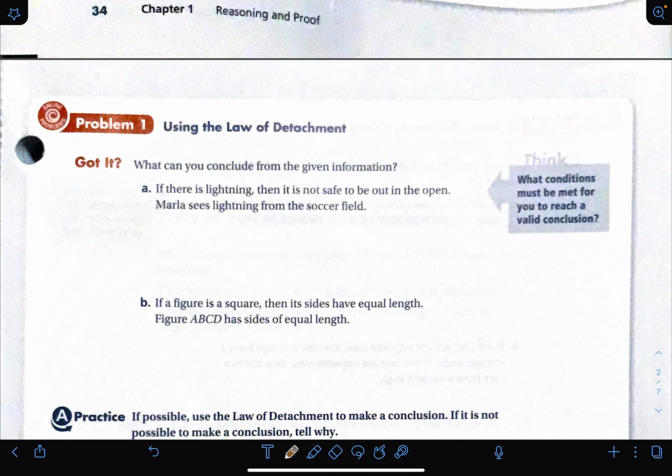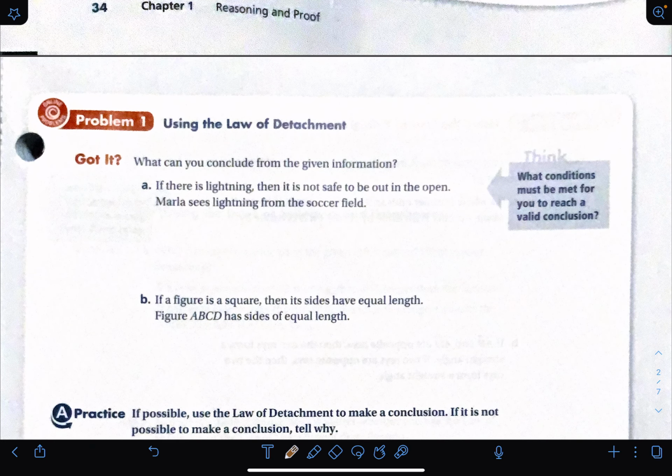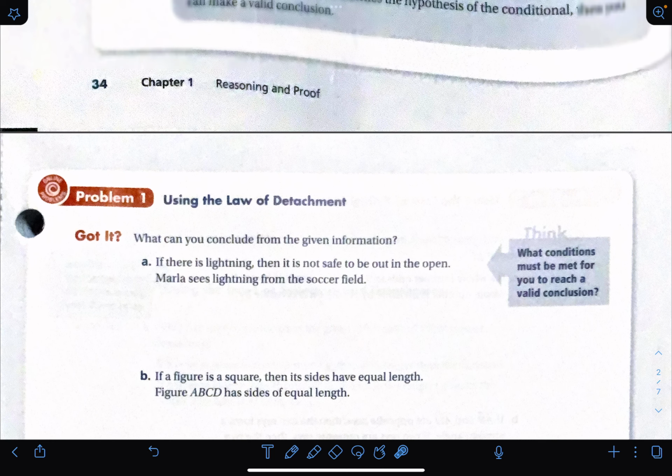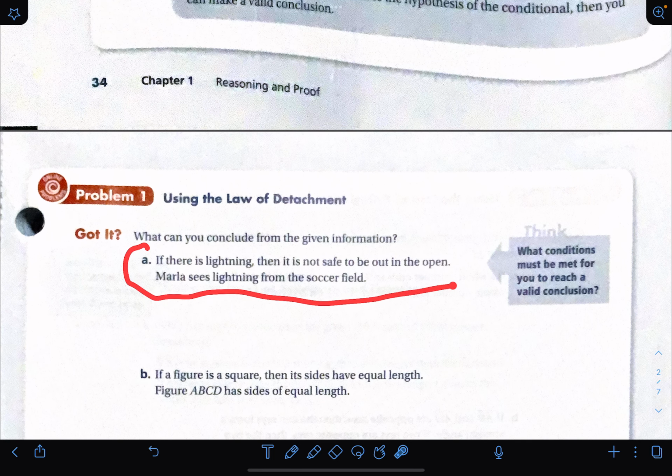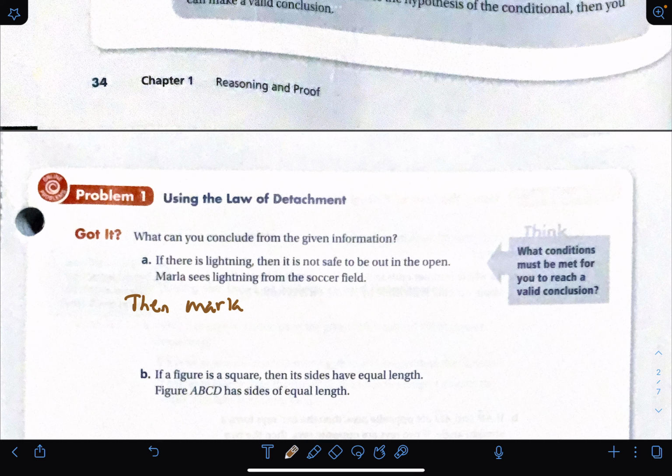So if there's lightning, I'm looking at the first problem, this one right here. If there is lightning, then it is not safe to be out in the open. Marla sees lightning from the soccer field. So you can say the conclusion would be, then Marla is not safe in the open.